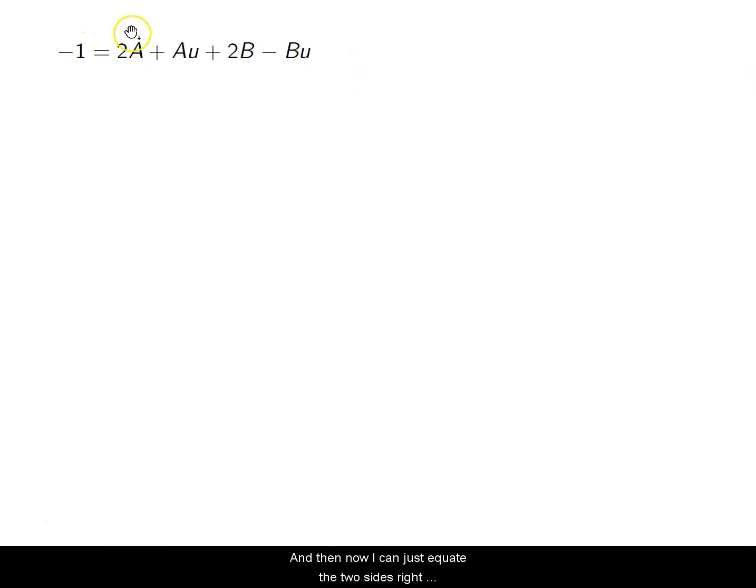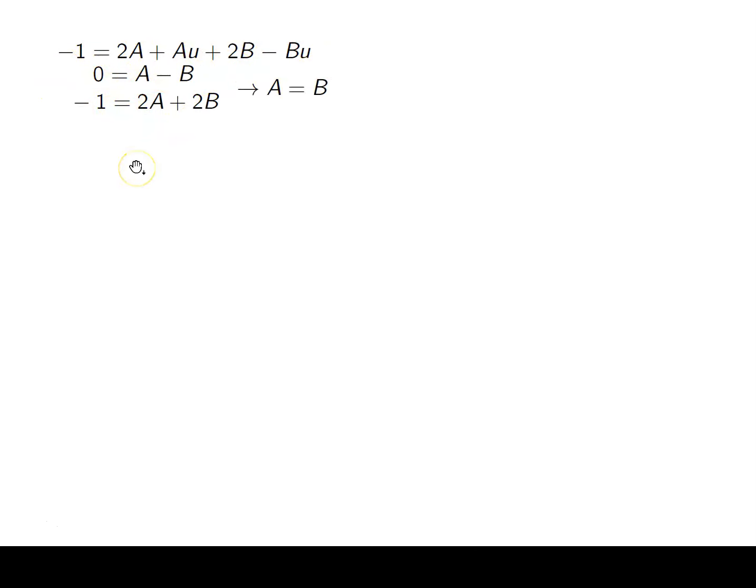And then now I can just equate the two sides. This is a constant. This is a constant. My variable is u. So that means 2a plus 2b is -1, so the constants have to be equal. Here the variable parts have to be equal. There's no u's on the other side, so au minus bu has to be 0. But I also don't need the u, so I can just say a minus b is 0, and 2a plus 2b is -1. So those are my two equations that I get from equating the two things.